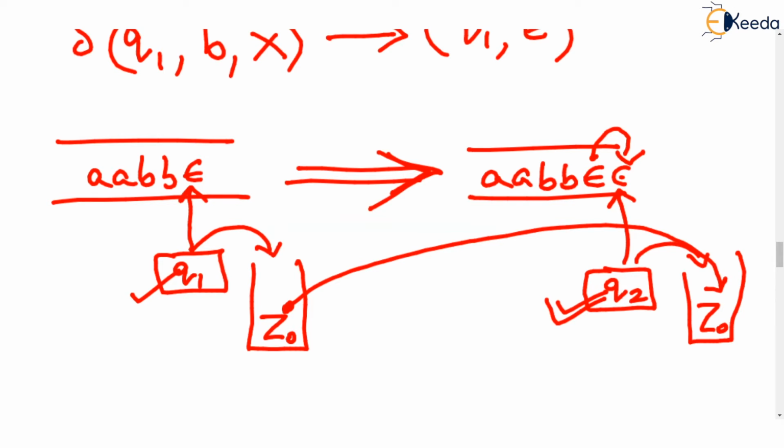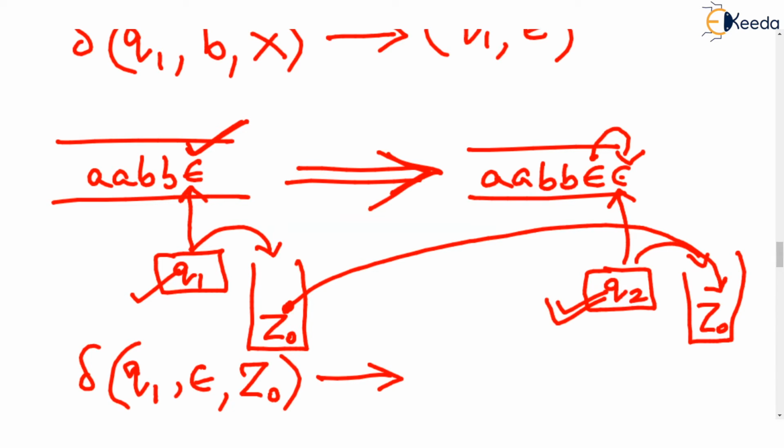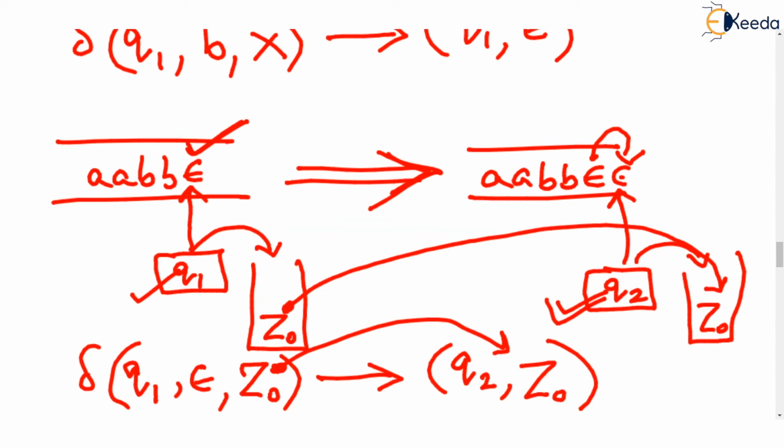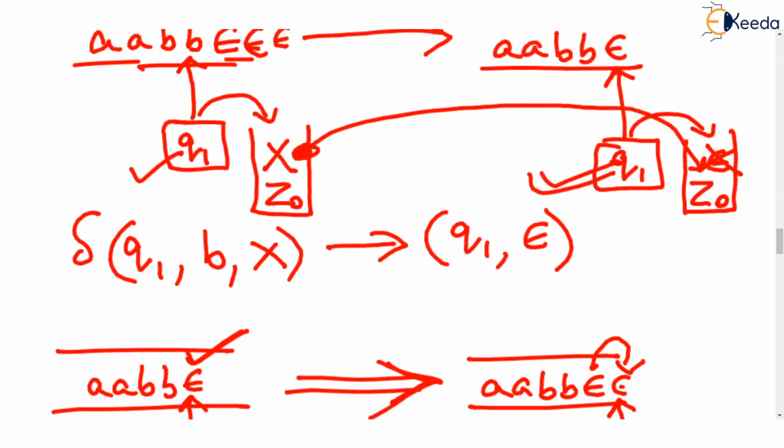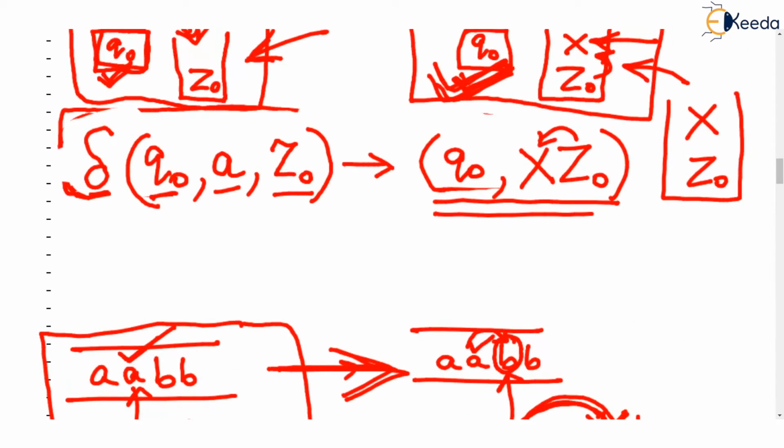How can you define this? The machine was in Q1 state and reads epsilon from the input, and the top of the stack was Z0. What will be the delta function? The delta function here would be: the machine is in Q2 state now and the top of the stack, which was Z0, has been kept as Z0. There is no change made to the stack. The stack remains unchanged. You notice this is what we were saying in the working of the PDA.